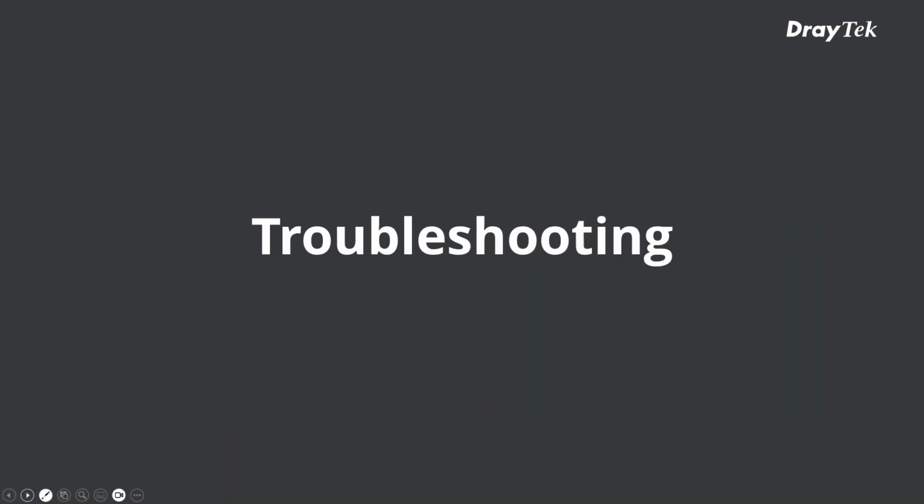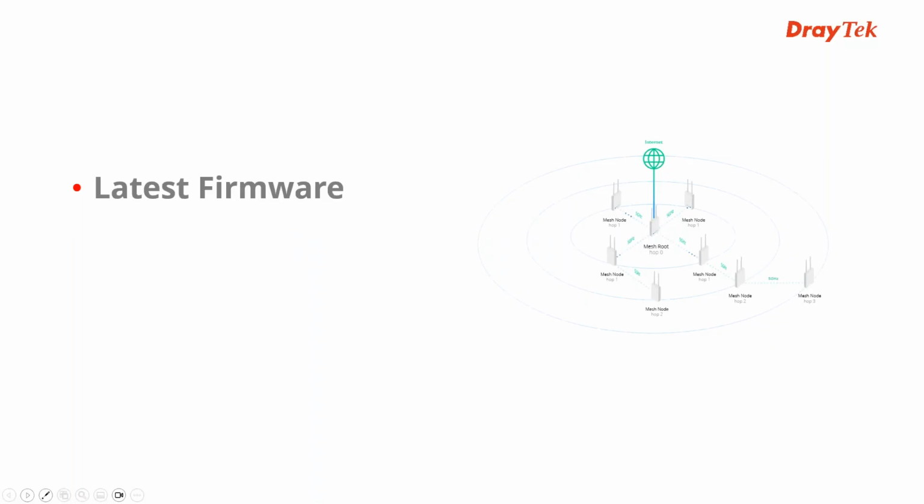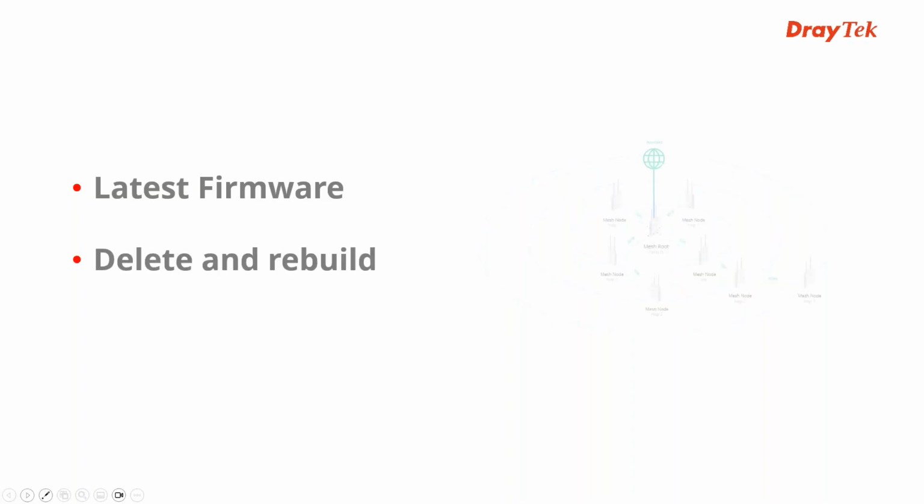So I just wanted to point out some troubleshooting tips. Just a couple. It's mainly that sometimes APs don't want to get added. The nodes just don't want to sync up for whatever reason. So it is always good practice to have all the devices on the latest firmware. So make sure your mesh route is on the latest firmware and all the nodes. And the next step really is just to delete and rebuild.